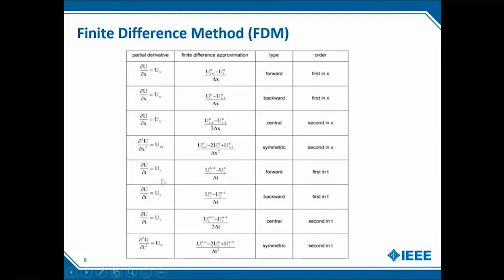And coming to the time derivatives. We say a forward derivative when, basically now we are finding ∂u/∂t at x equal to i, but we are considering two different time steps, n plus 1 and n. So n is your current time step and n plus 1 is your future time step, or the next time step. So we say this is forward when we are considering a future time step.